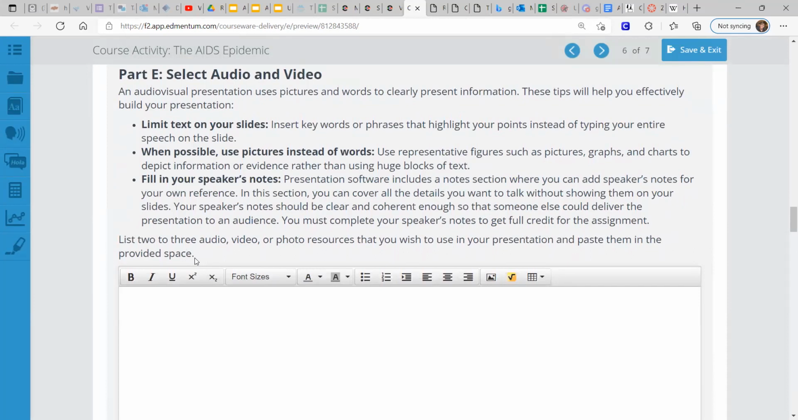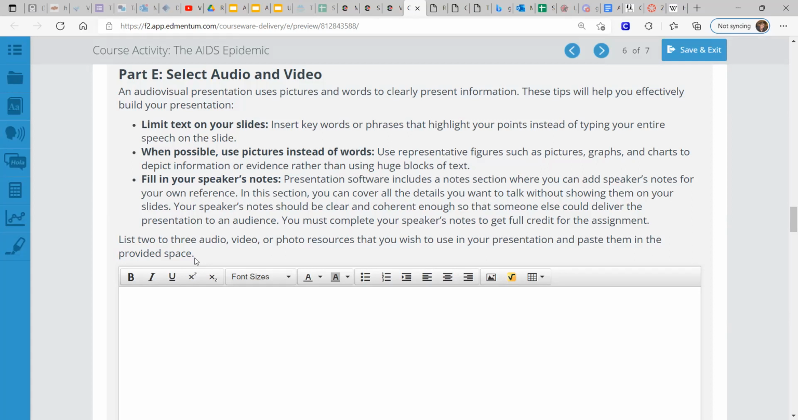Part E is about looking for audio and video sources. You want to take these tips into consideration. You don't want a ton of text on any one slide. You don't want to overwhelm the viewers with a bunch of words, okay? Pictures instead of words are generally preferred, and then you will speak, right? So presentations are both visual and audio.